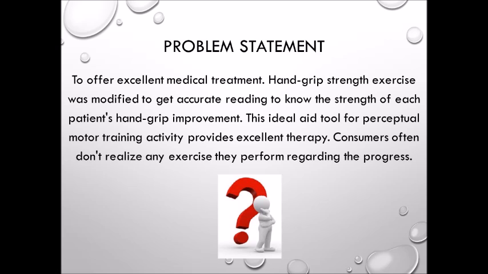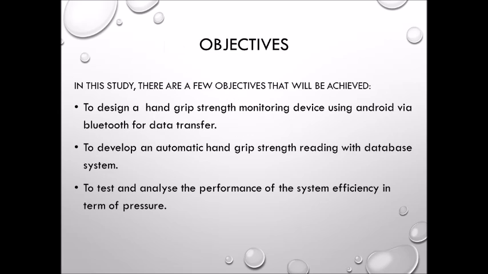Objective. We had three objectives. Firstly, to design a hand grip strength monitoring device using Android via Bluetooth for data transfer. Secondly, to develop an automatic hand grip strength reading with a database system. And lastly, to test and analyze the performance of the system efficiency in terms of pressure.